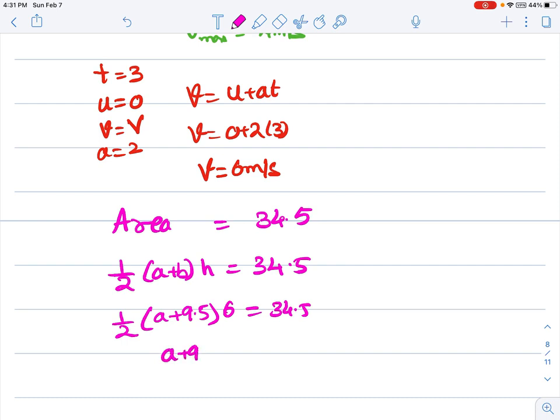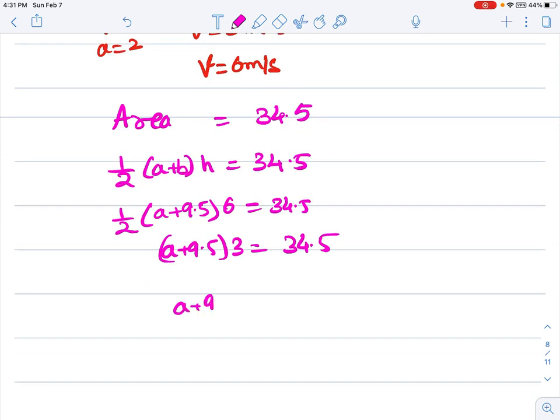So (a plus 9.5) times 3 is equal to 34.5. A plus 9.5 is equal to 34.5 divided by 3, which is 11.5. So a is equal to 2 seconds. So what is the duration for which it is moving with a constant speed? 2 seconds.